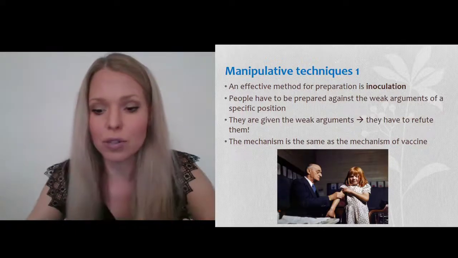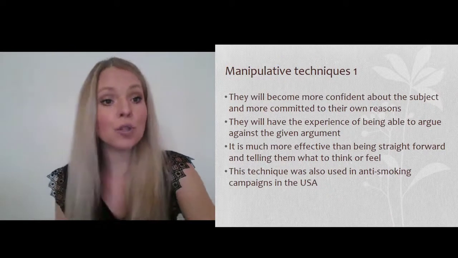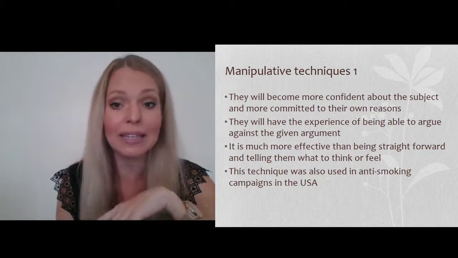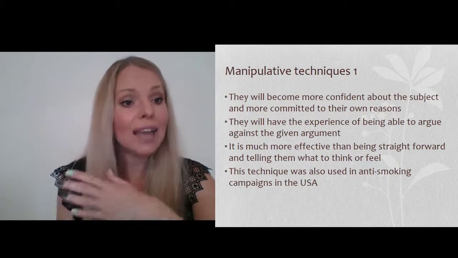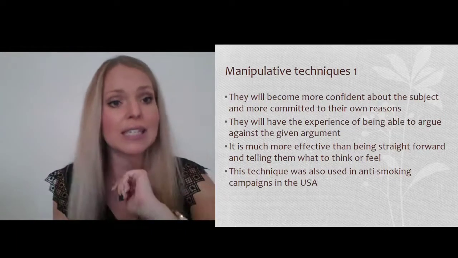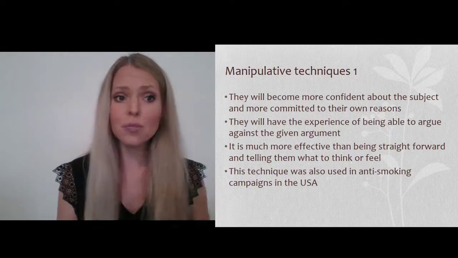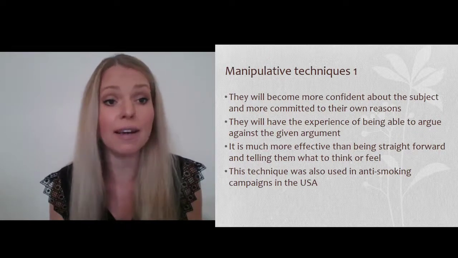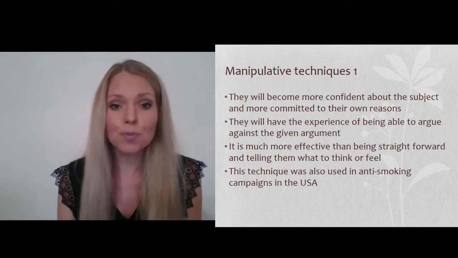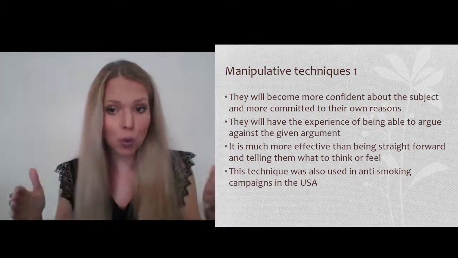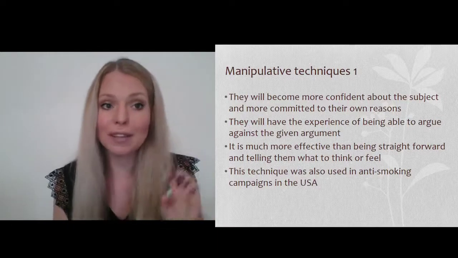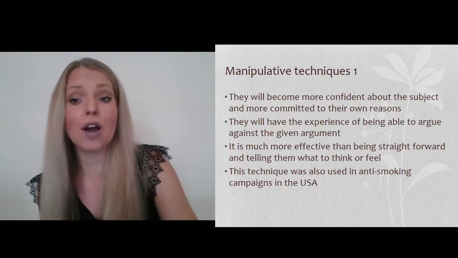The Americans were using this technique in a campaign, really, which was an anti-smoking campaign in the United States. They realized in the States as well, in the 20th century, the 1950s and 60s, that they started somewhat evaluating these manipulative technique processes. They also realized that it's much more effective than being straightforwardly told what to think or feel. It's better to drop a little breadcrumb and they will create the strong argument.